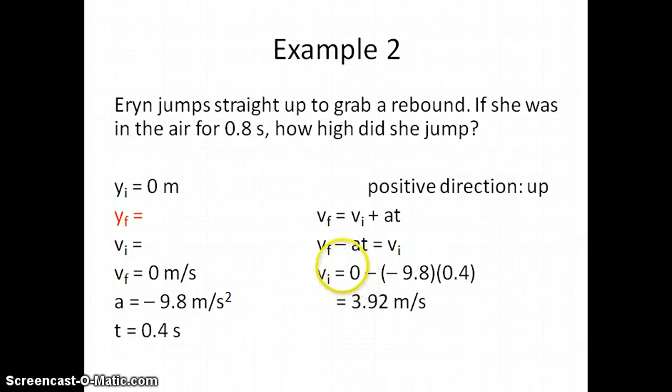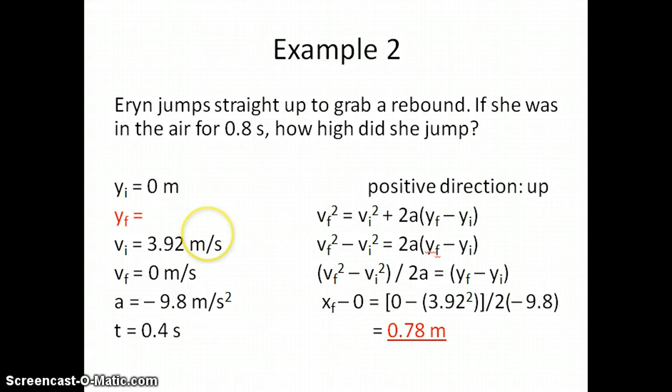We have our final velocity is 0 minus a negative 9.8 meters per second squared times the time. So a minus a negative is going to be a positive, which makes sense. So her initial velocity is 3.92 meters per second up, right? It's positive. We chose our positive direction to be up, so our direction is up. So now we have this new piece of information.